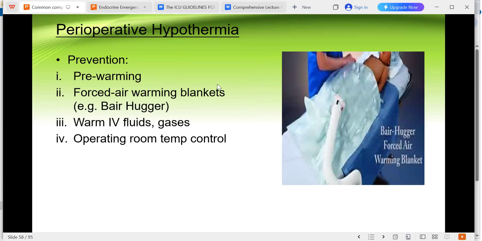So how do you prevent it? You prewarm. Okay, make sure your patient is warmed. All right. Sometimes, especially in neonates and pediatric patients, we usually increase the ambient temperature above what is obtained in other common theaters. Okay, and if you're having a patient who is elderly, you need to also raise the ambient temperature. Forced air warming blankets. All right, especially for neonates, it must be present in the theater. Warm your IV fluid and gases and ensure you have good control of the operating room temperature.